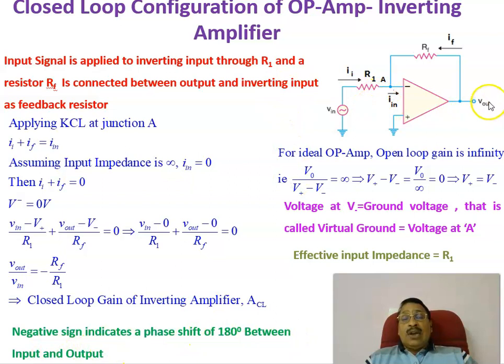Therefore, between the output and input there is a 180 degree phase shift, and the magnitude of the output voltage is equal to minus RF divided by R1 times the input voltage. This is the inverting mode of operation. This operational amplifier is working as an inverting amplifier.